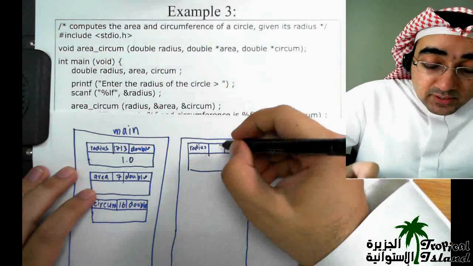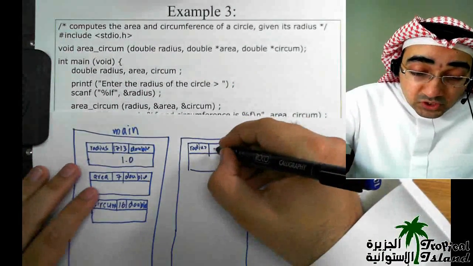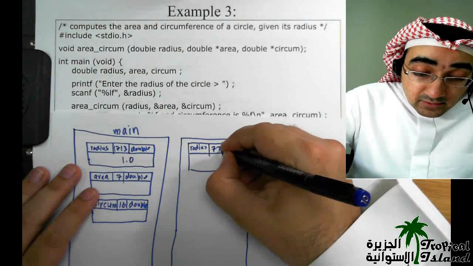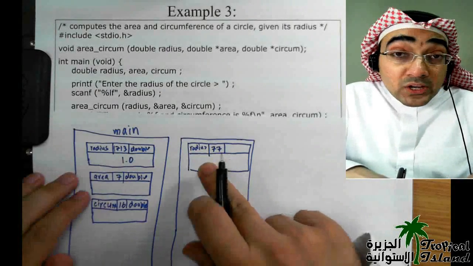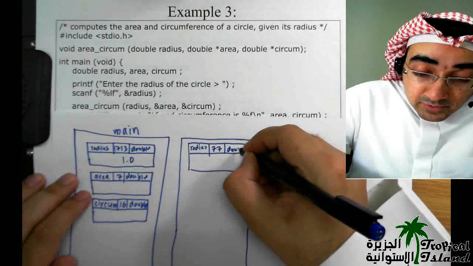And suppose that this radius is located in memory location number 77, for example. Okay, so this is a different radius than this one because they are in two different locations in the memory. And it's a type of double also.